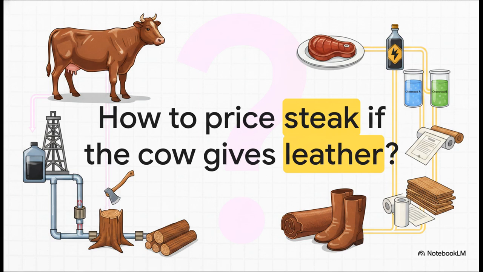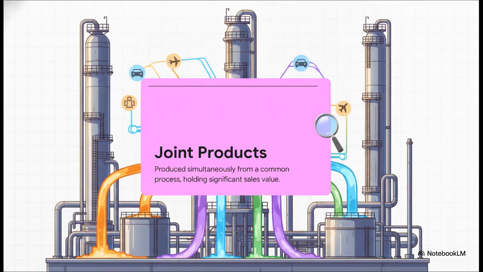It poses a huge management accounting question. How do you accurately price a premium steak when the exact same cow just gave you a leather jacket, right? It's not just a philosophical riddle, it's the fundamental challenge of a joint production process. Let's classify these outputs. The main stars of our production line are called joint products. These are products produced simultaneously from a common process that holds significant sales value. They are the primary objective of our manufacturing, the whole reason we run the factory. If you're refining crude oil, your gasoline and your jet fuel, those are your joint products.